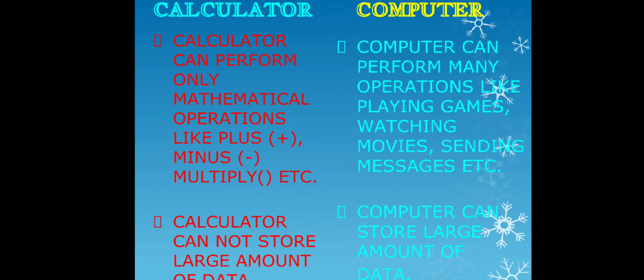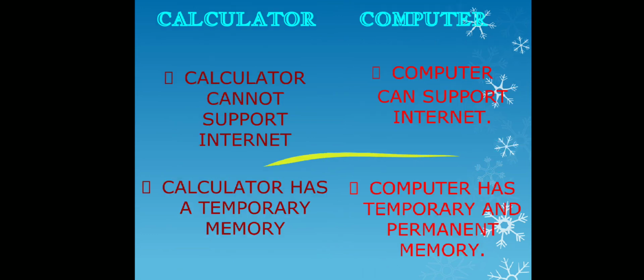Whatever work you want to do, you can do on the computer, but we can do only one type of work on the calculator. Calculator cannot store large amount of data. Means whatever work we are doing, when we turn off the calculator, all the sums, all the calculation will wash away. But computer can store large amount of data. Whatever you want to save in computer, you can easily save it.